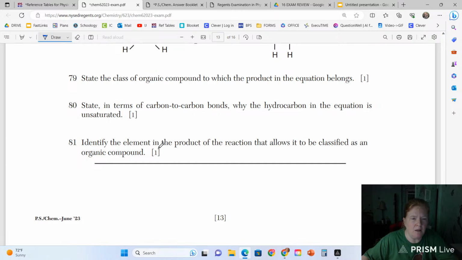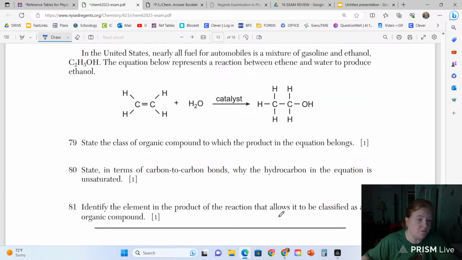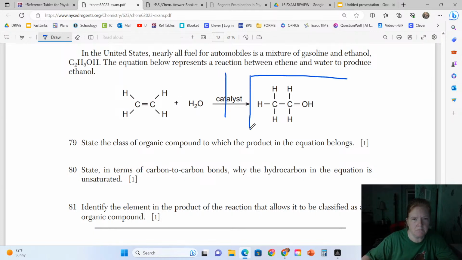So identify the element in the product of the reaction that allows it to be classified as an organic compound. Oh my goodness, this is so wordy for what should have been a straightforward question. First, this is the product. So identify the element. The only elements I see are carbon, hydrogen, and oxygen. So my answer has to be one of those.